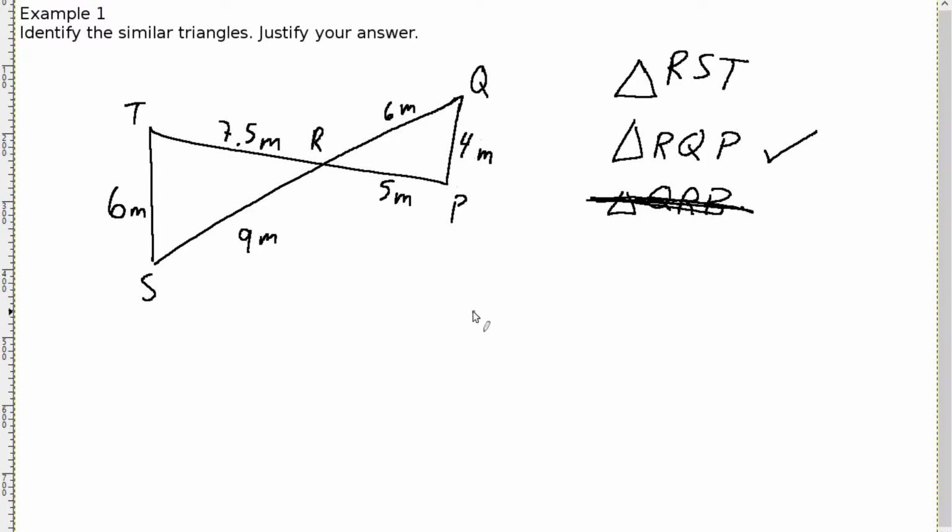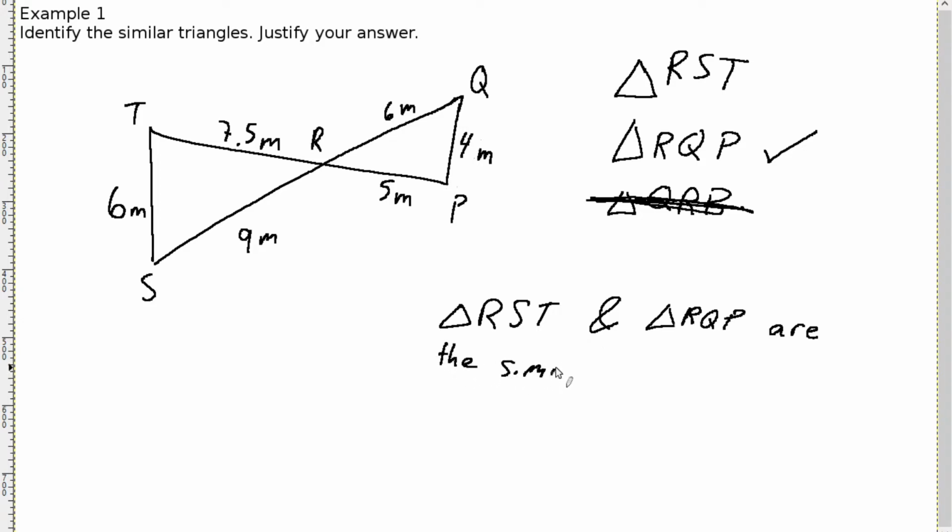So our two similar triangles are RST and, oh, excuse me, RQP are the similar triangles. Oh man, I'm writing like a goon here. Similar triangles.